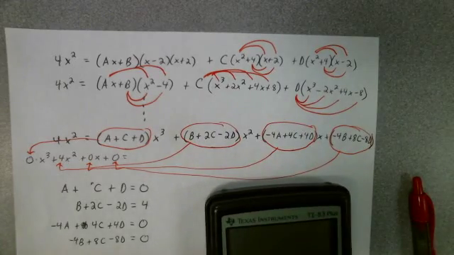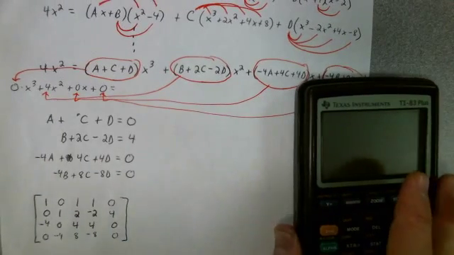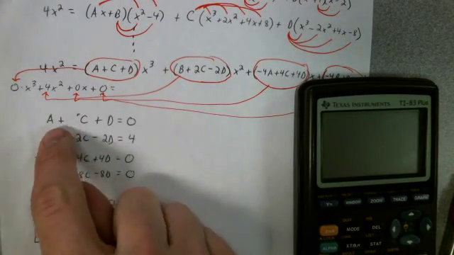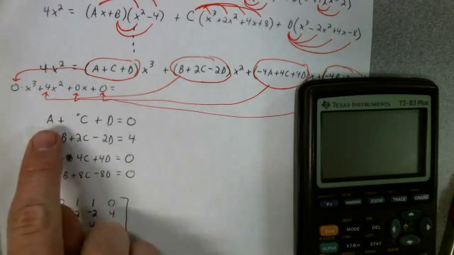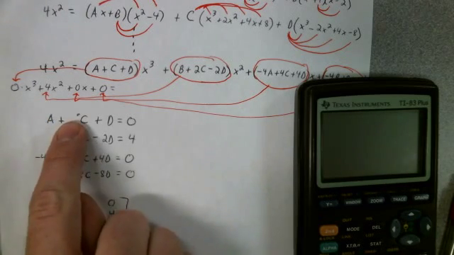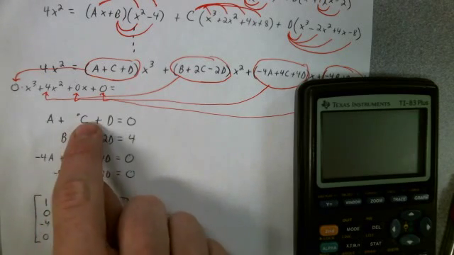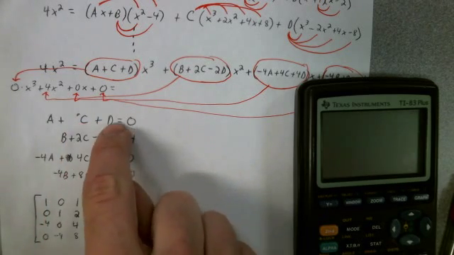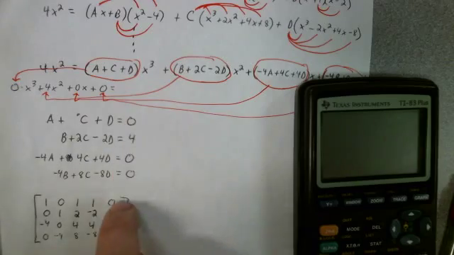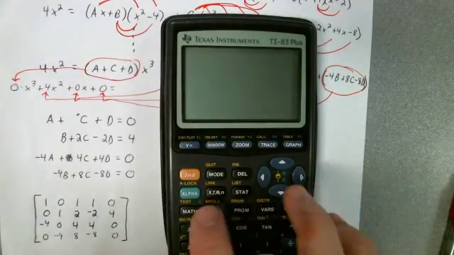So you want to make a matrix. So the coefficients here on your variables. Coefficient in front of A is 1. Coefficient in front of B is 0. B is missing, so think of it as 0B. Coefficient in front of C is 1. Coefficient in front of D is 1. Then you got a 0. So you can enter that into your calculator.